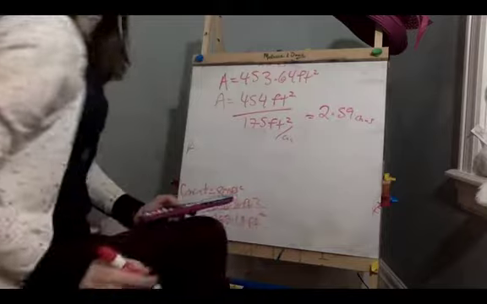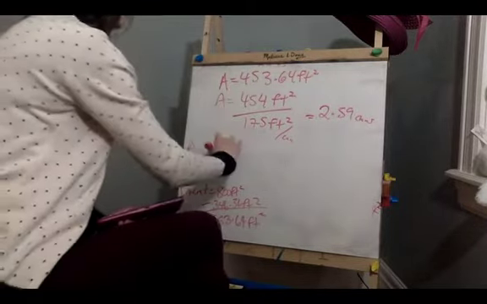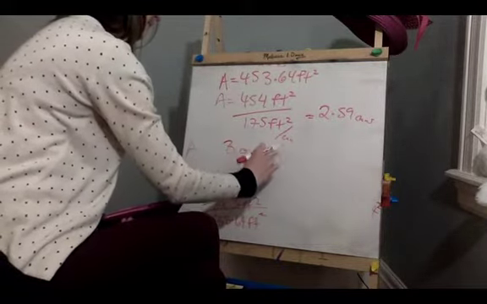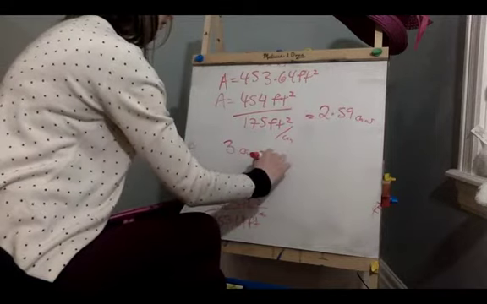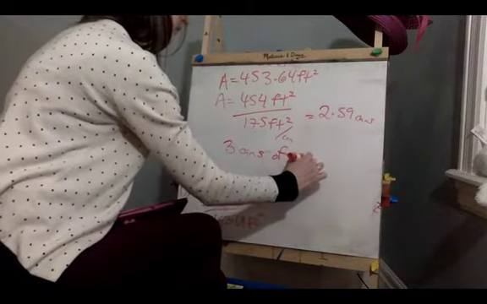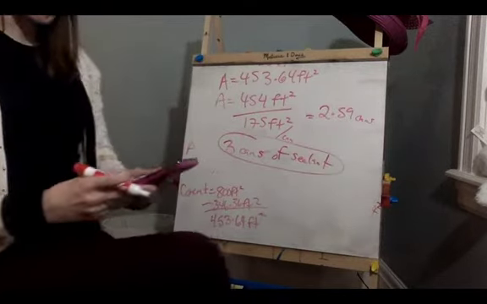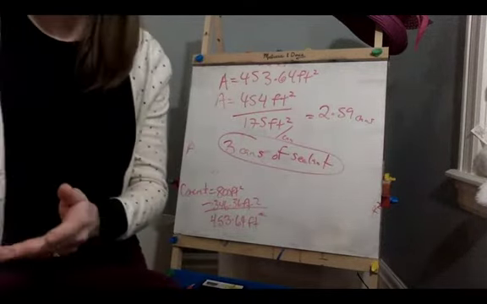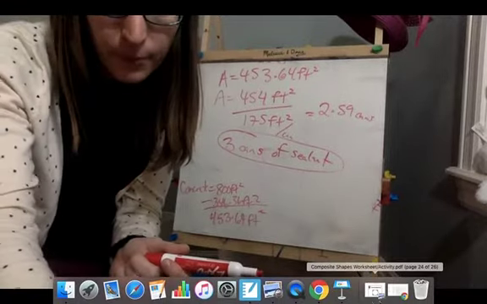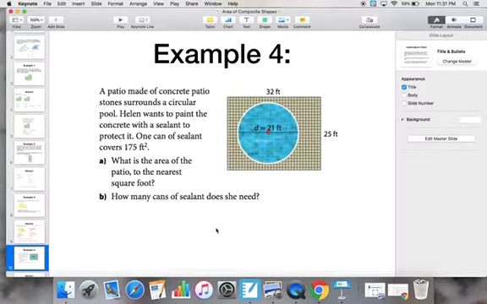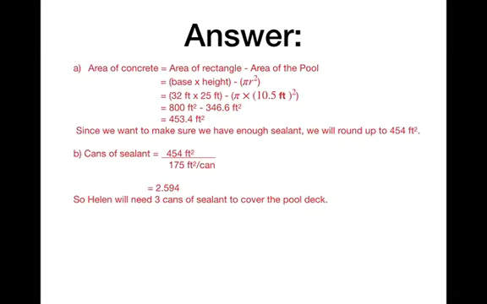And in that case, we would have to go and buy a third can. So 3 cans of sealant are needed. Because you do need more than 2, so you would have to go out and buy the third. Okay, and that's what we're doing there. So again, your answer is here.